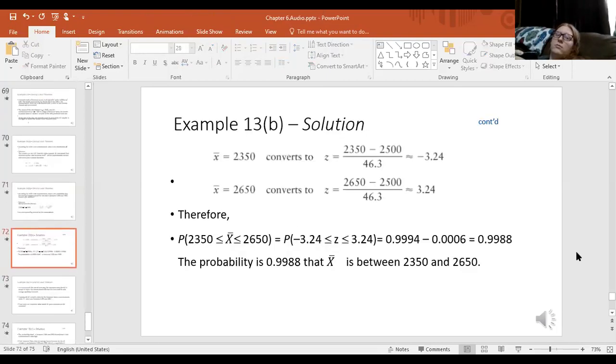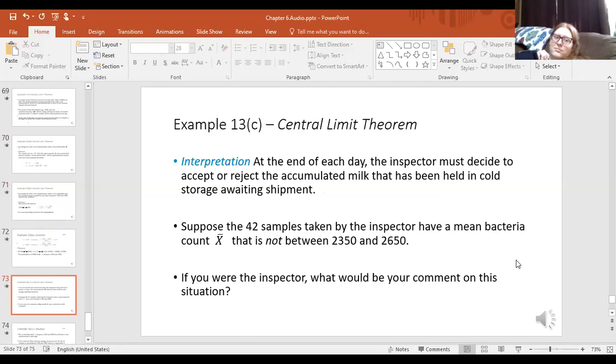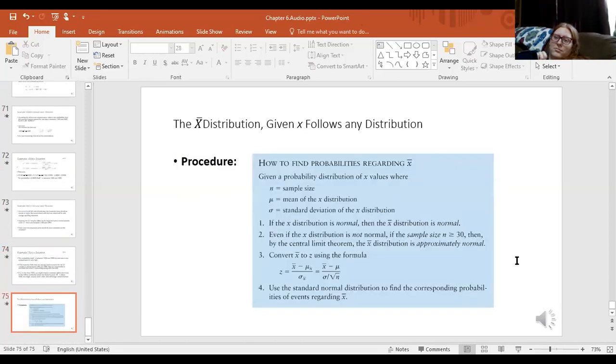Okay, let's check your answer. 0.9... Your answer is right. Good. So that is what you do when you have a question about the sample mean. You have to adjust the standard deviation.